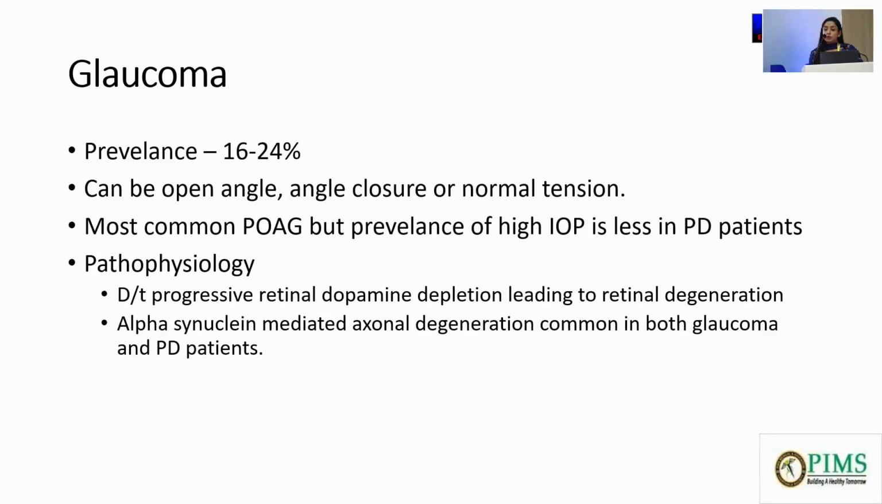Then the prevalence of glaucoma is around 16 to 24%. The glaucoma can be open angle, angle closure or normal tension glaucoma. The most common of these is primary open angle glaucoma, but the prevalence of high intraocular pressure is less in Parkinson patients. The pathophysiology of glaucoma here is due to progressive retinal dopamine depletion leading to the retinal degeneration, or the alpha-synuclein mediated axonal degeneration, which is common in both glaucoma and Parkinson patients.